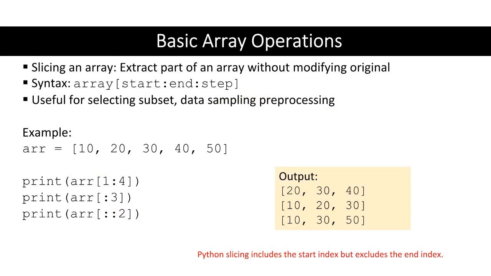This slide shows slicing. ARR equals 10, 20, 30, 40, 50. ARR 1 to 4 gives 20, 30, 40, starting at index 1 and stopping before index 4. ARR up to 3 gives 10, 20, 30. ARR with step 2 gives 10, 30, 50, step 2 skips elements.